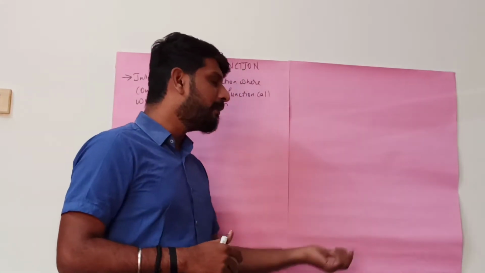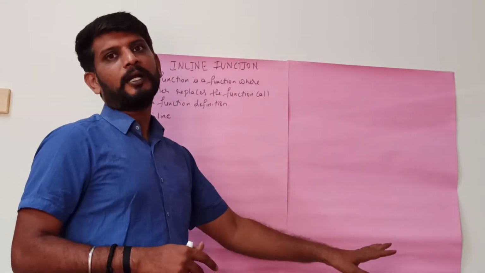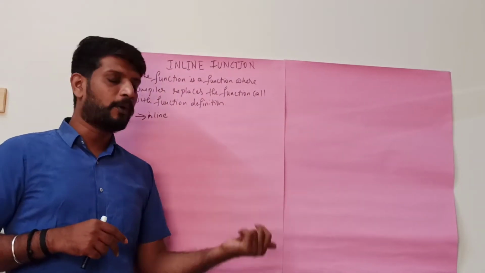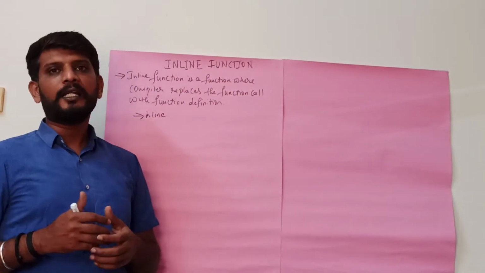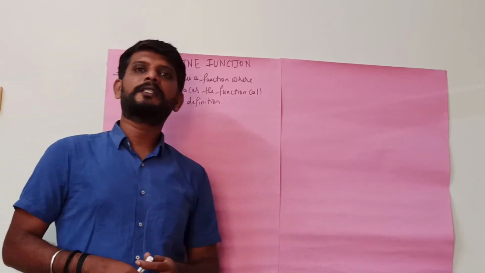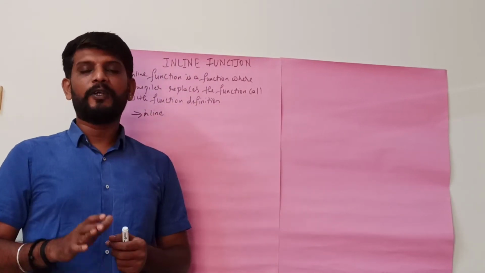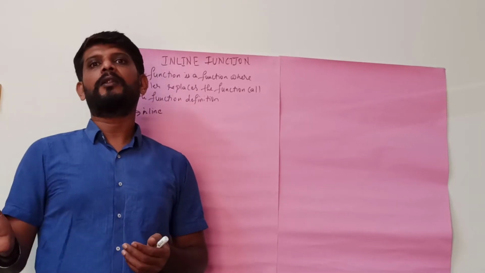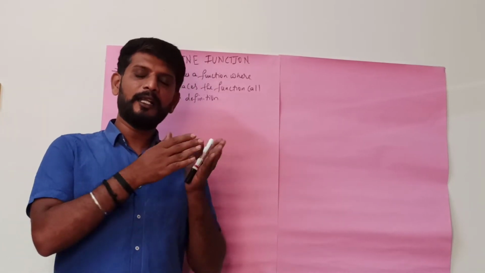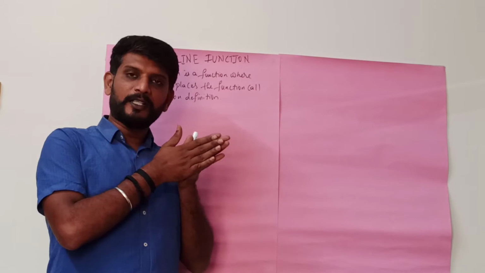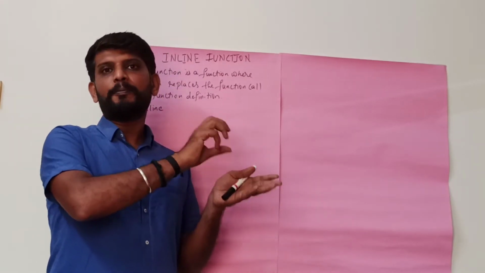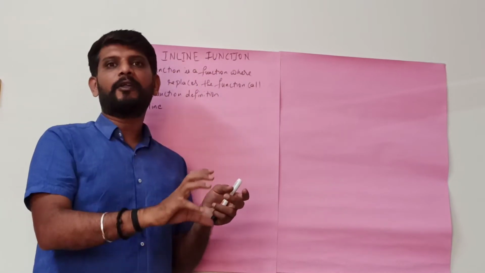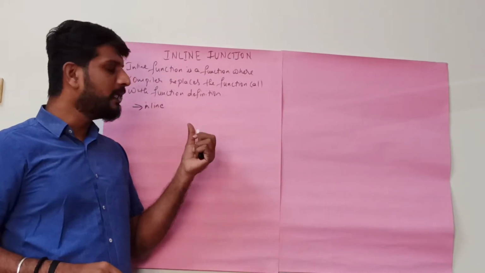Now let me write a program. It is a simple program, and let me illustrate how exactly to write a program that makes use of the inline function. So inline function is nothing but a function where the compiler replaces the function call with the function definition. Whatever the function call you have, that will be replaced with the function definition. Whatever the function you have written, the entire thing will be replaced. That is called as the inline function.